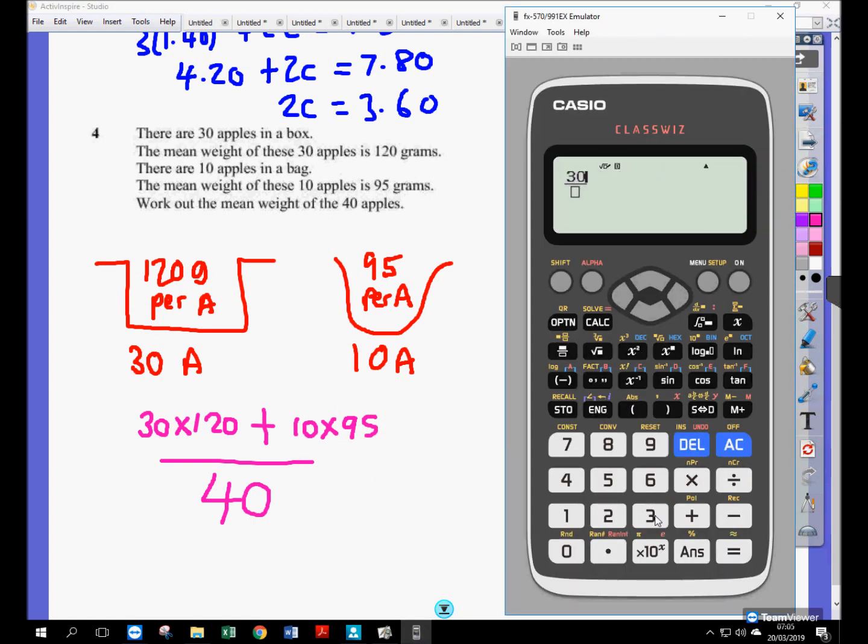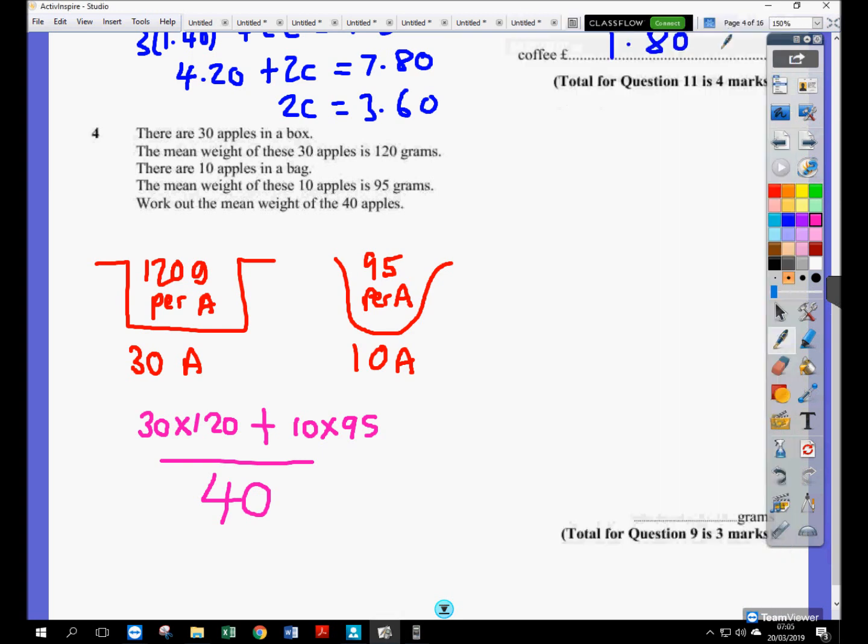Type this into the calculator. We have 30 times 120 plus 10 times 95 over 40 apples altogether, and that gives us an average weight of 113.75. Remember, you must not round the number.